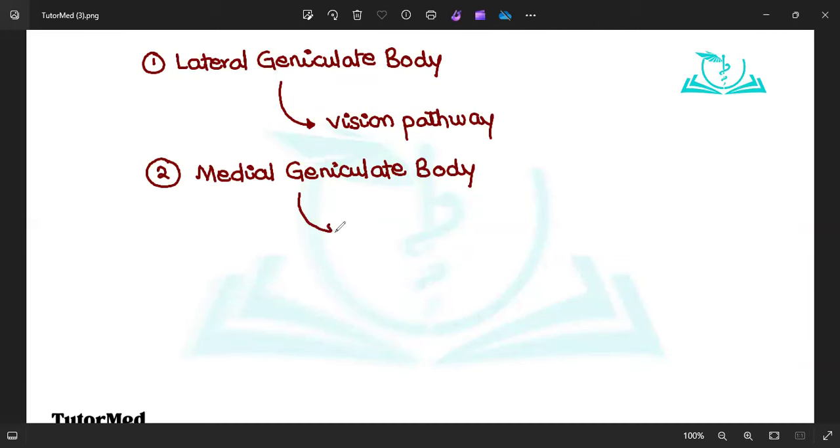So it is the part of the thalamus that actually receives information from the hearing pathway before that information is sent to the temporal lobe, the primary auditory cortex. You cannot bypass it. Are you understanding how God made the body?